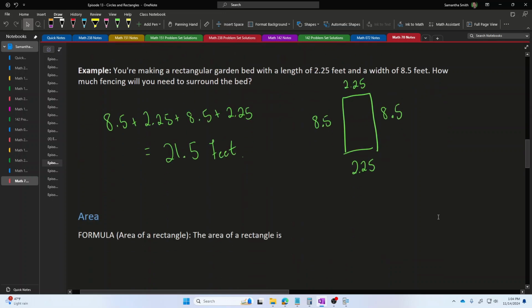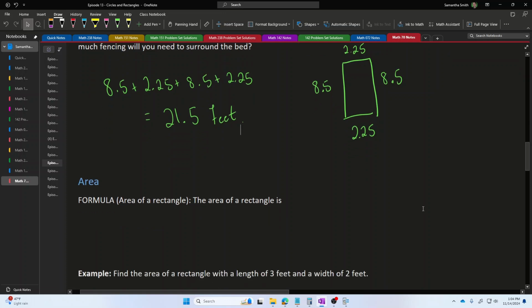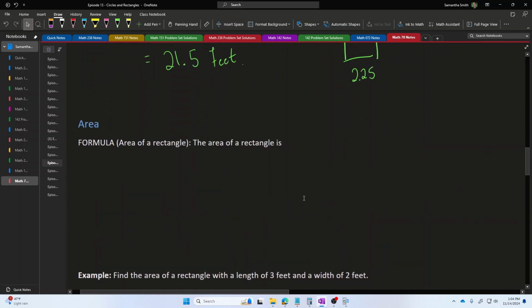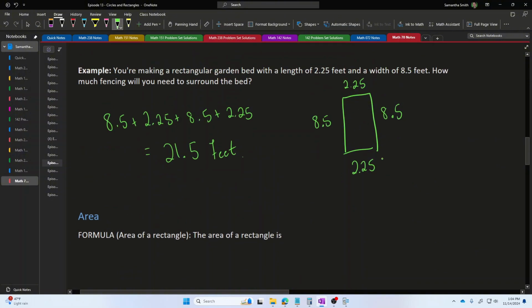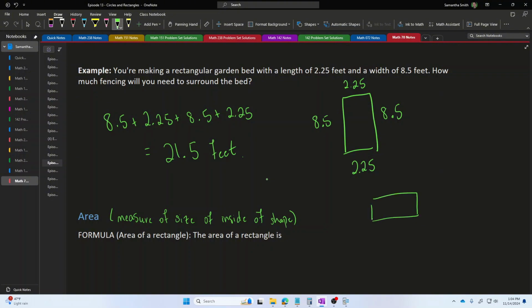Now, when you're dealing with shapes, the other quantity that we use to measure and understand the shape is something called area. An area, roughly speaking, is how big the inside of the shape is. Perimeter was how far you had to go if you were walking around the outside of the shape, whereas area is a measurement of how big the inside of the shape is.